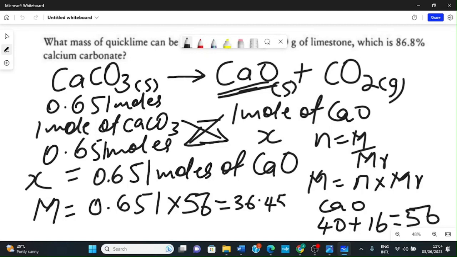36.456 grams, which is approximately what? 36.5 gram. That is the mass of quicklime. So as you can see, it's as simple as ABC.